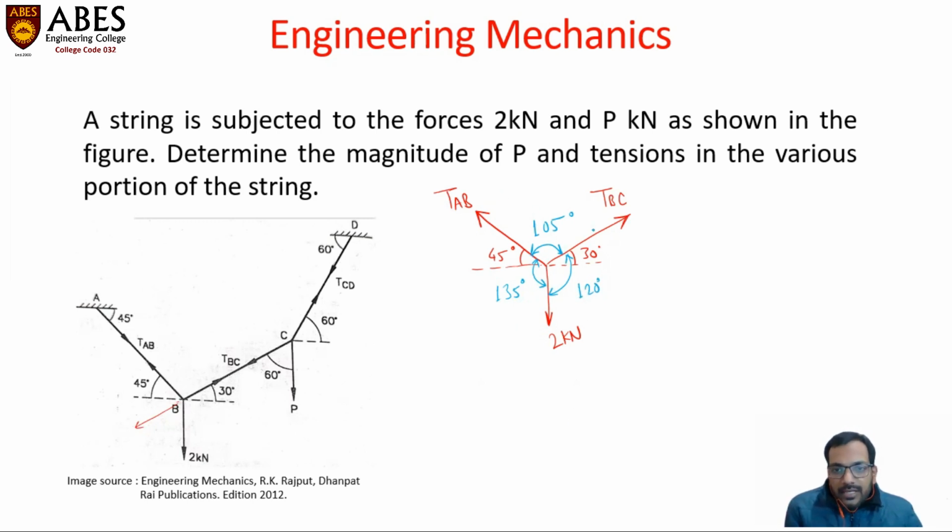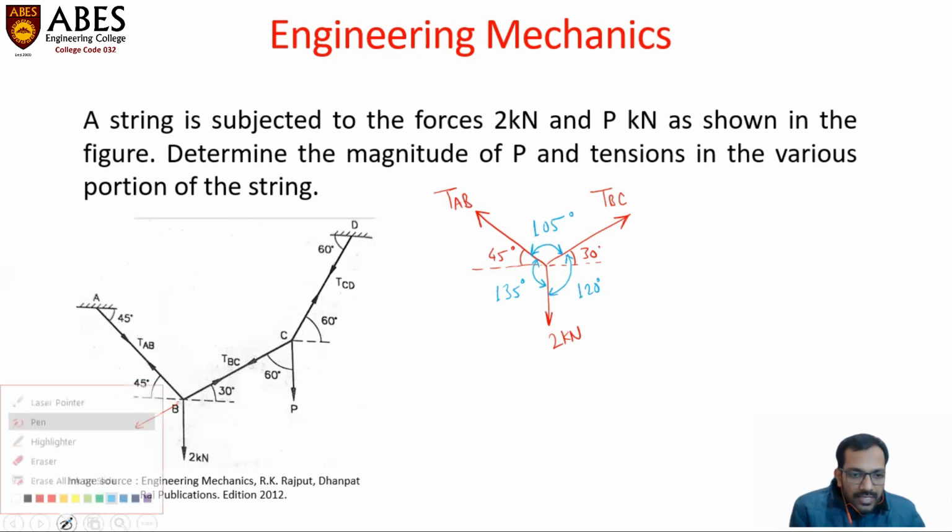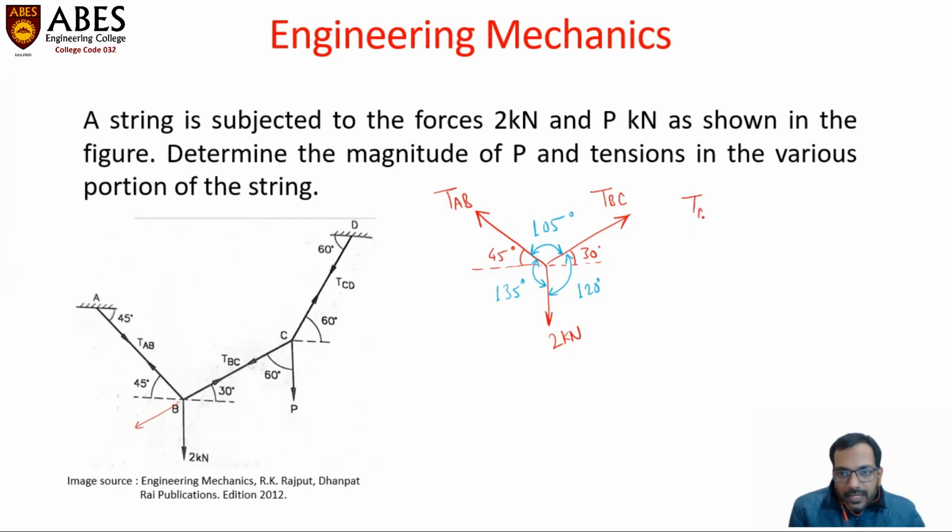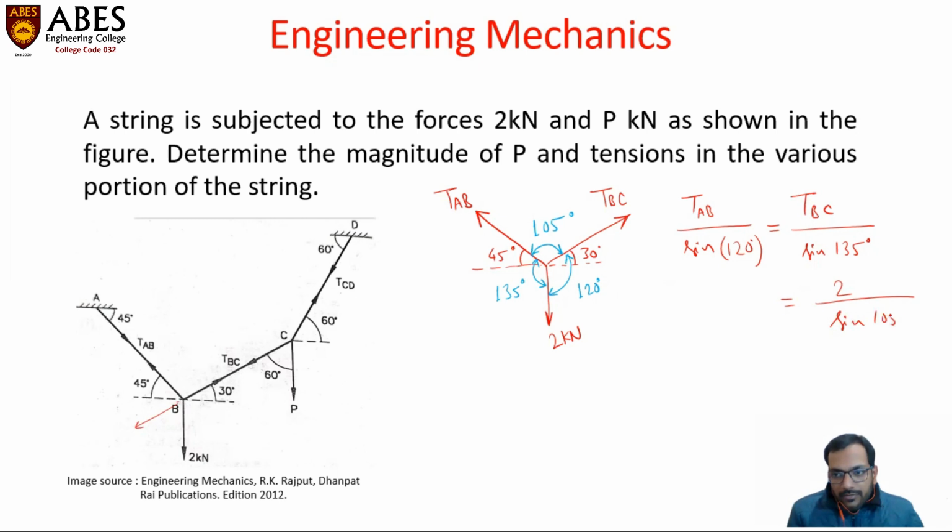Now we have calculated these intermediate angles. We can easily calculate these two forces using Lami's theorem. So let's apply Lami's theorem once again. So the statement of Lami's theorem will be TAB upon sine 120 degrees is equal to TBC upon sine 135 degrees is equal to 2 upon sine 105 degrees.